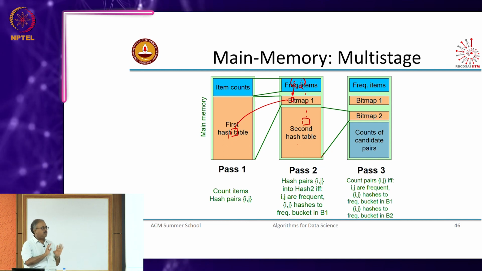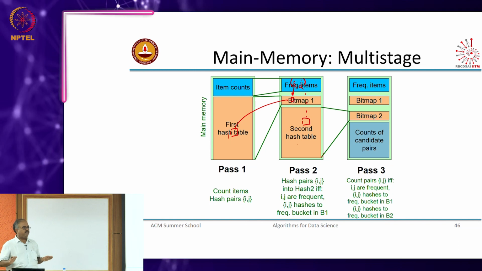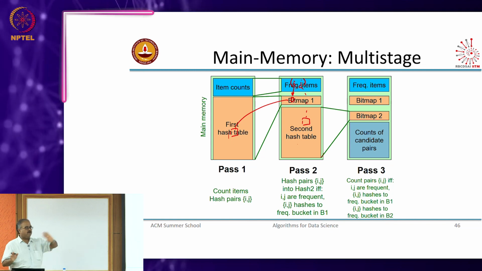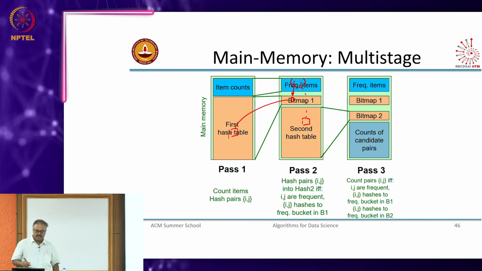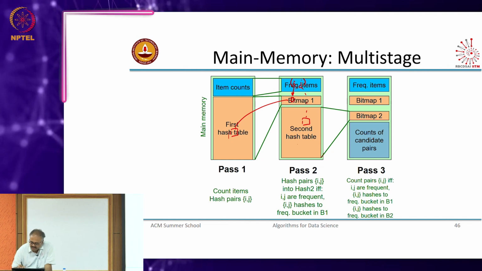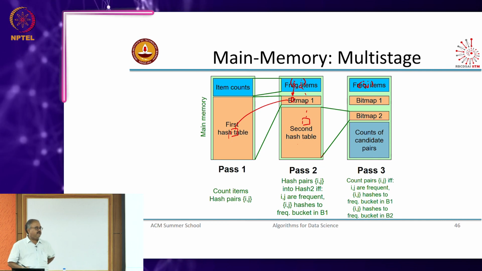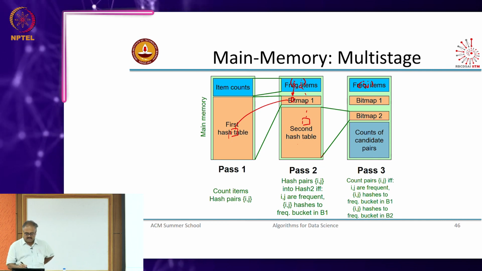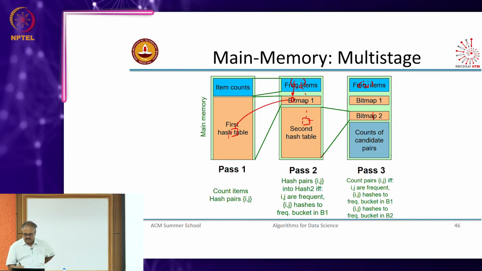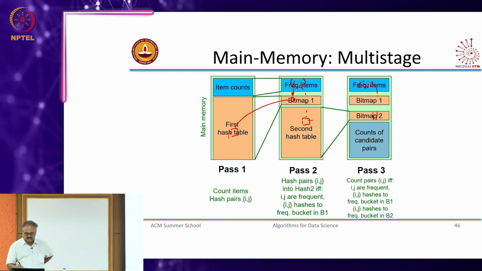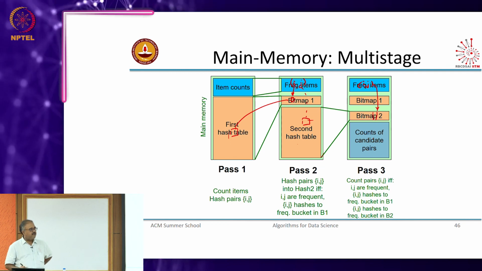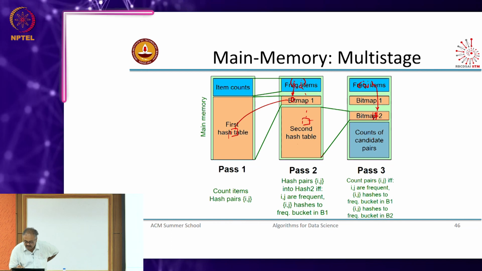Now if I had hashed ij in pass 2, maybe it would have hashed to some bin, but I have not done that. I am not counting it at all, because I know that it is not frequent, so I have ignored this pair ij. Now I come back and get the pair ij in the third pass. Now this bucket is somewhere here, right? If I hash it, it will go to this bucket, and this bucket might have a 1 in it.